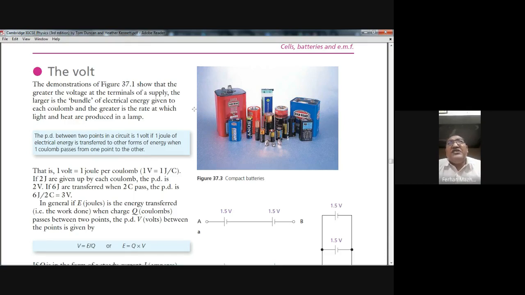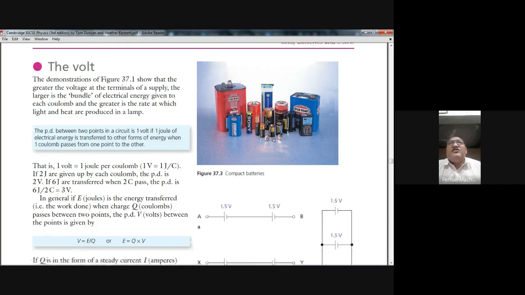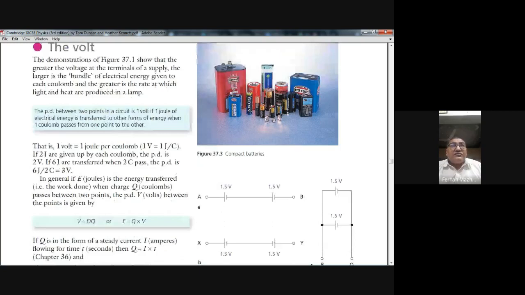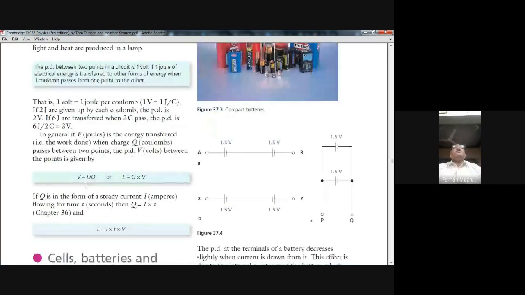And here you can see different kinds of batteries and cells, which we use in our daily life. And this is the formula. Voltage is also equal to energy divided by charge. Work done divided by charge. The definition of the voltage is energy divided by charge. The definition of the EMF is also energy divided by charge. The formula for both of them is the same.